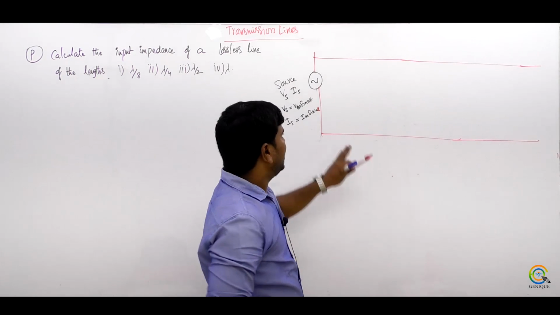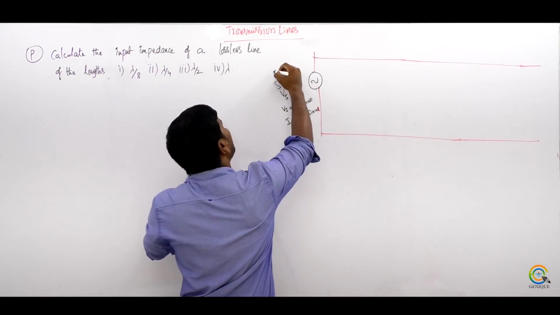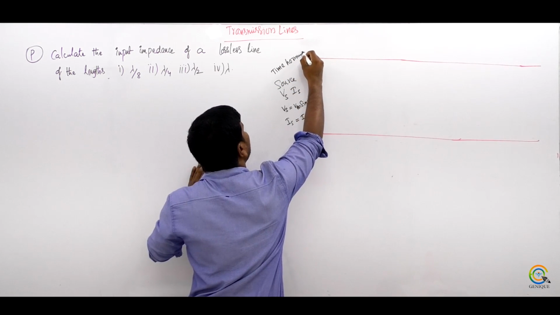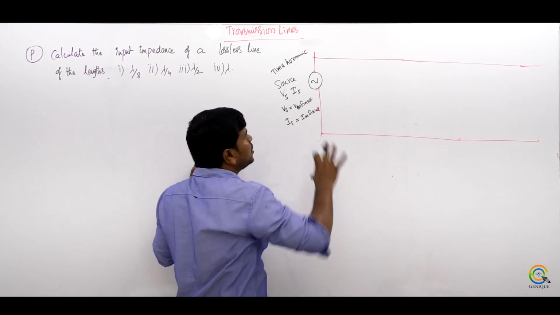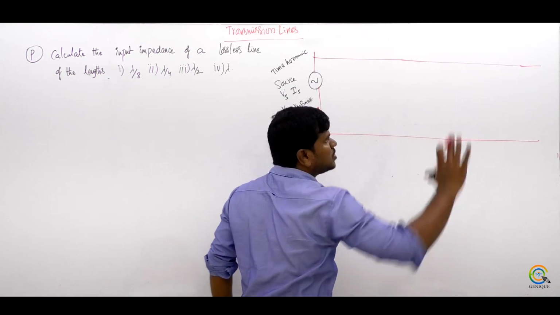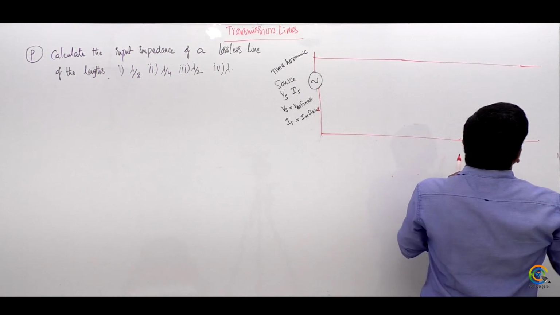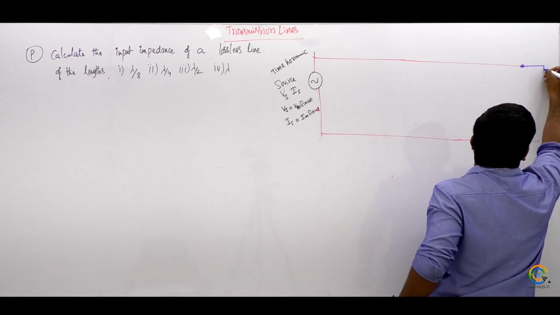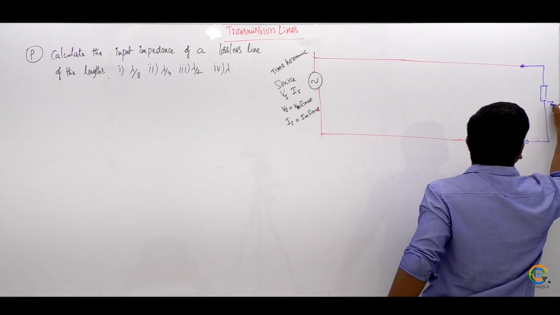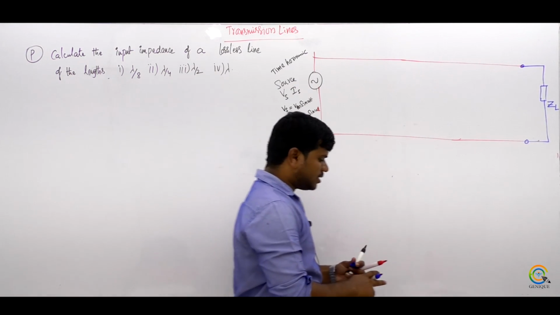Let us suppose it is the time harmonic source. The source, it is what? Harmonic, time harmonic source. Okay, so it is connected to this line. The entire thing is called a line. Now here the load is connected. It is ZL. Okay, it is called a load.